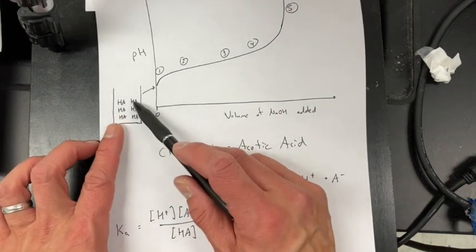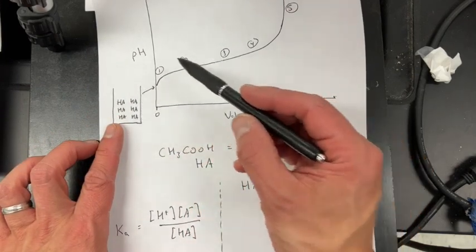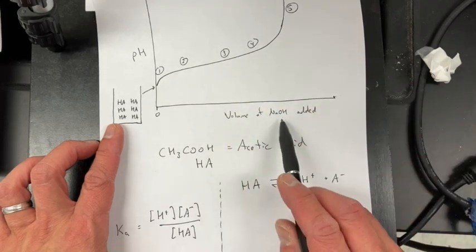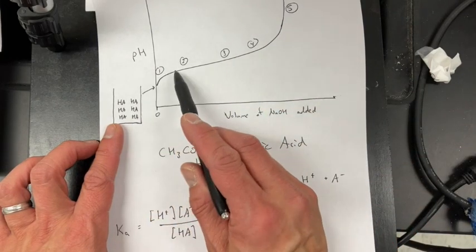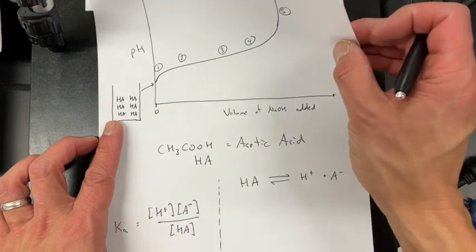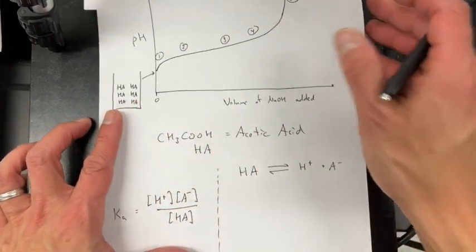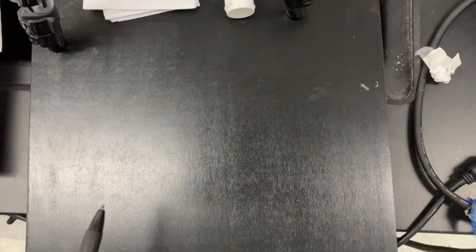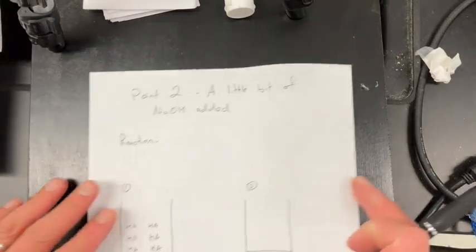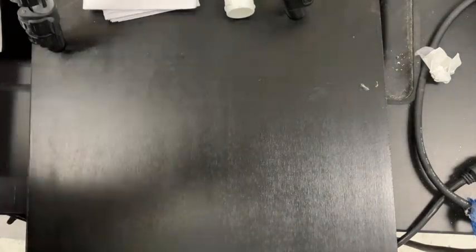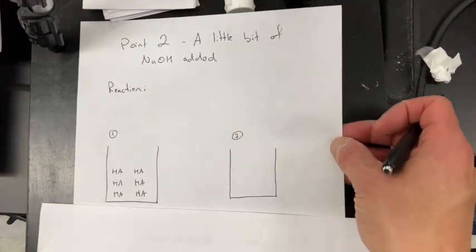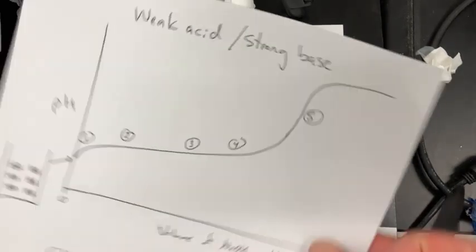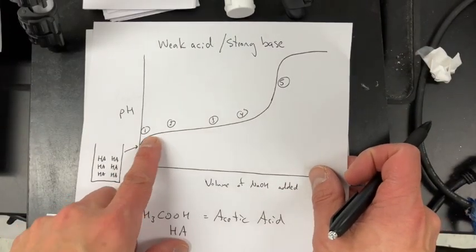So the question now becomes, well, what happens when I start adding NaOH to this beaker? What will happen to the solution? What will happen to the pH? What will happen to the mixture? And let's take a look at that. So point 2 of the titration curve is when a little bit of NaOH is added. So I'm going to take this, just partway down the curve, and so I add a little bit of NaOH.